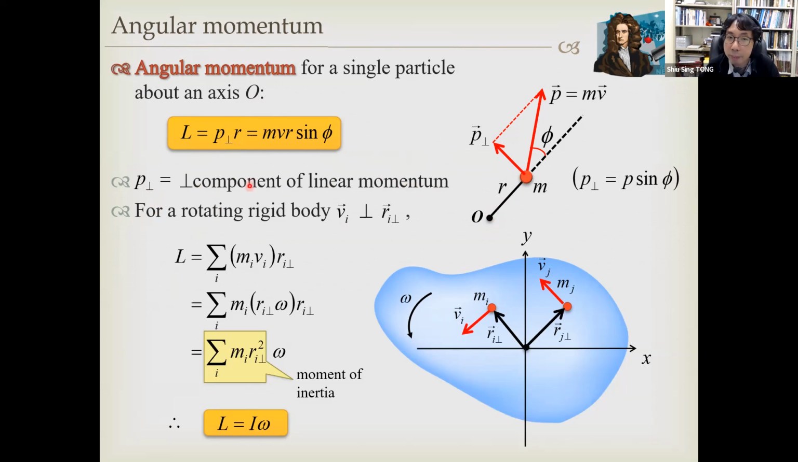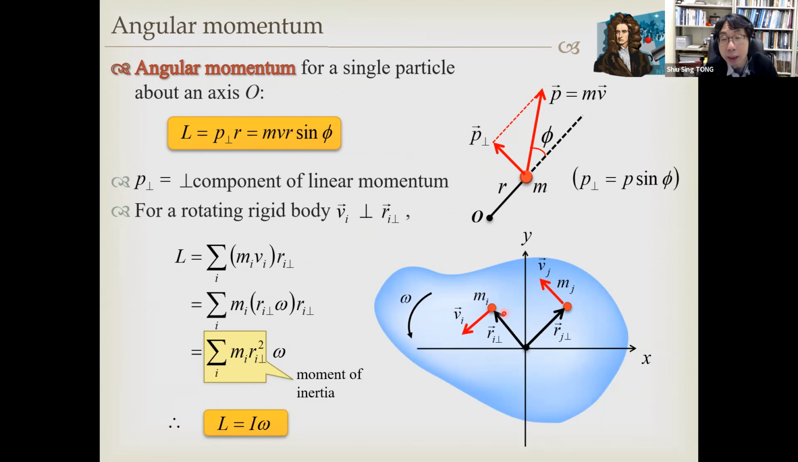Now the P perpendicular is a perpendicular component of the linear momentum. So if you write this P perpendicular in terms of linear momentum mv, the perpendicular component just gives you a factor of sine phi. And so the angular momentum for a single particle is expressed as m v r sine phi.